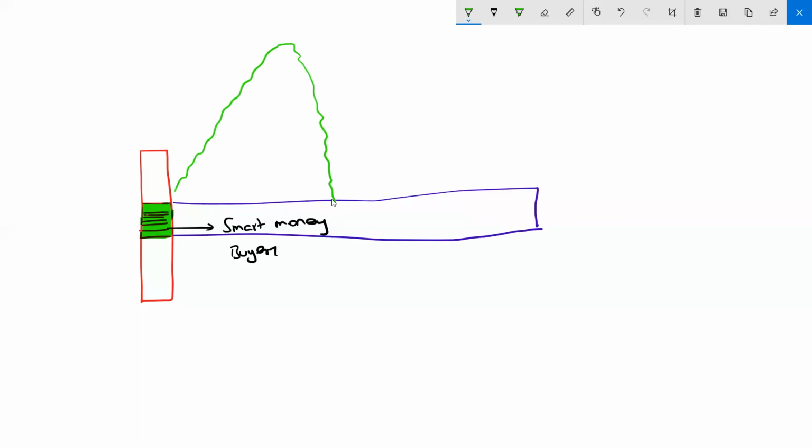There are times what happens, you will be sensing something called absorption activity. This absorption activity is the key. There is a process called absorption. Later on, we'll discuss in detail about absorption, but not in today's session. If you are able to see that absorption, that indicates that the smart money who bought over here are coming for a re-entry.